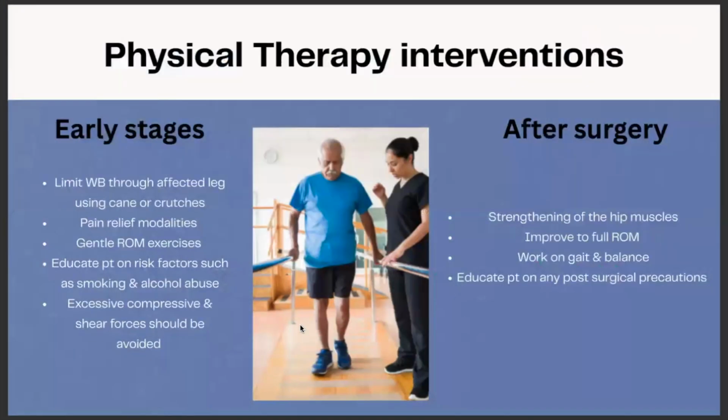Some PT interventions. In the early stages, what we want to do is try to limit the weight bearing through the affected leg, so we want to use a cane or crutch. We can do pain relief modalities and gentle range of motion. We want to educate the patient on risk factors such as smoking and alcohol abuse, and we want to prevent excessive compression or shear forces. For after surgery, if they end up having surgery, we want to strengthen the hip muscles, improve the full range of motion, work on gait and balance, and educate the patient on any post-surgical precautions.